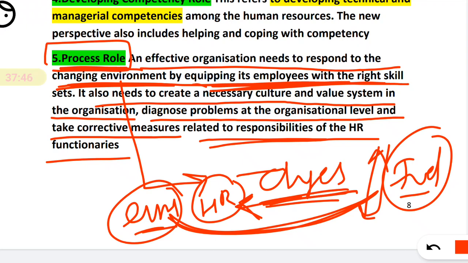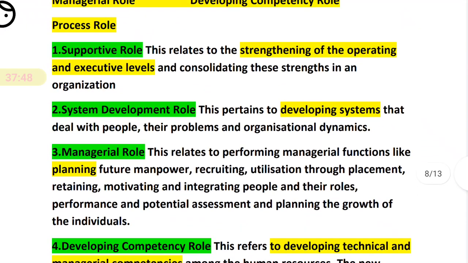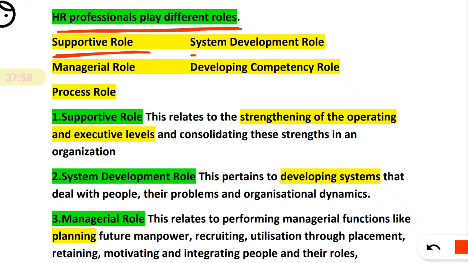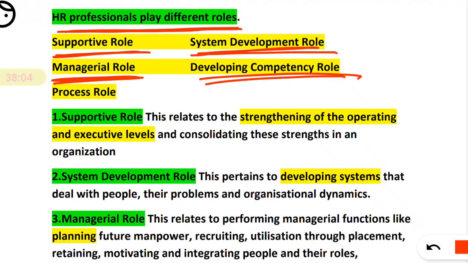Okay, now next, so basically I repeat what we have discussed, and that is the important part here. The HR professional plays different roles. First is the supportive role, second is the system development role, third is the managerial role, fourth is the developing competency role, and fifth is the process role. Okay, these are the 5 roles played by the HR professional.